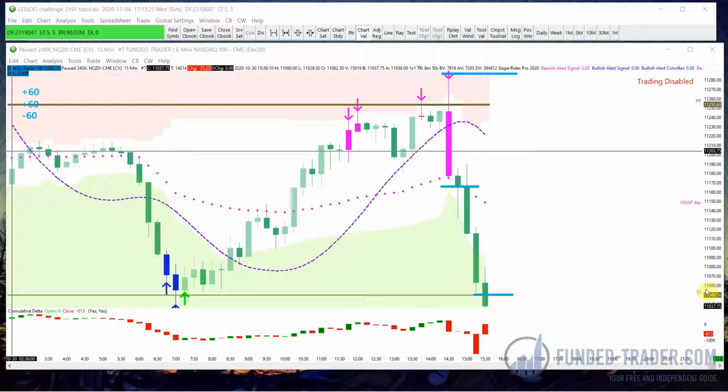So that's 100 points, and it's fair to say that was a good signal, validated, and a good trade idea. So that was a nice short for profit.